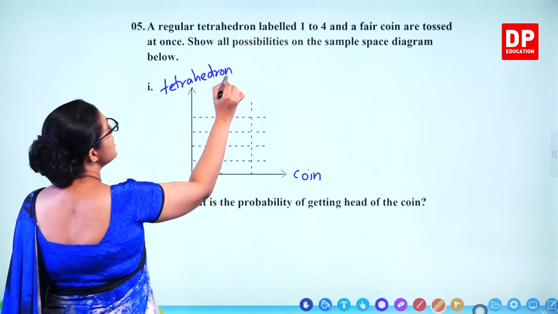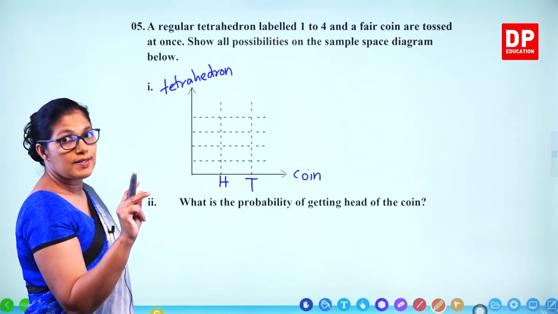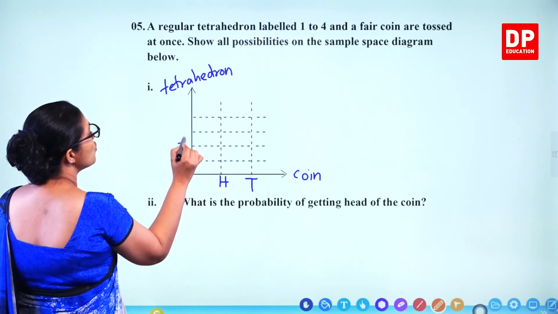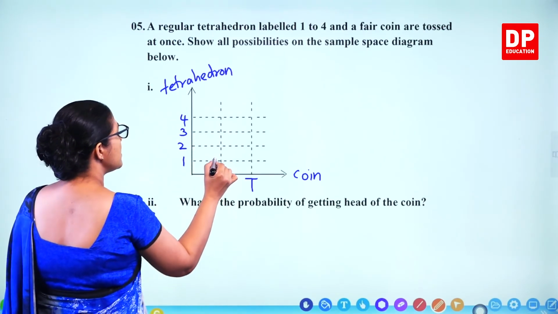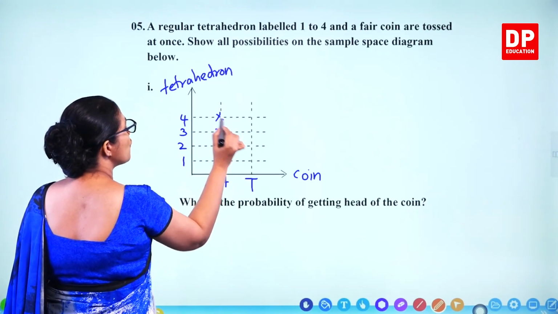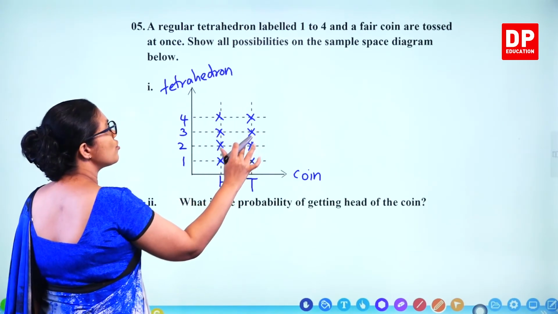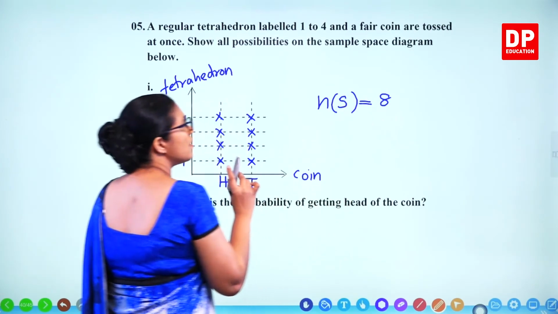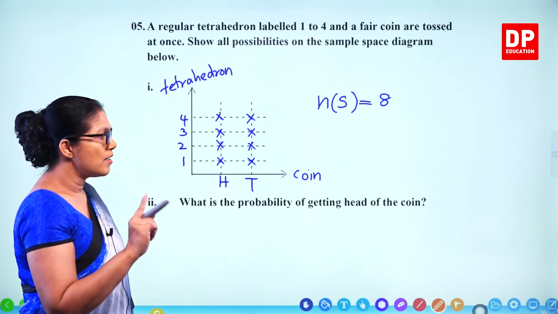What are the possibilities for a coin? Heads or tail. 2 possibilities are there. What about the tetrahedron? 1 to 4. 1, 2, 3, 4. Then all possibilities you can take. H1, H2, H3, H4, tail 1, tail 2, tail 3, tail 4. So altogether we can take 8 possibilities. What is the probability of getting head of the coin?